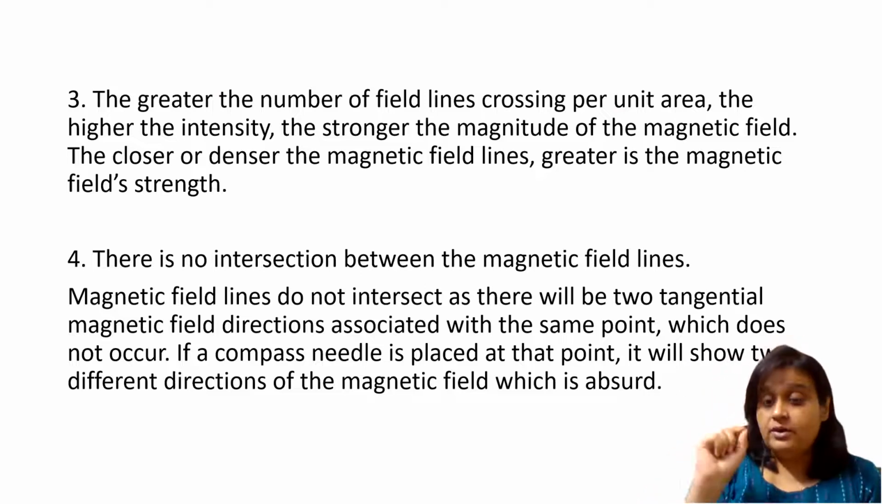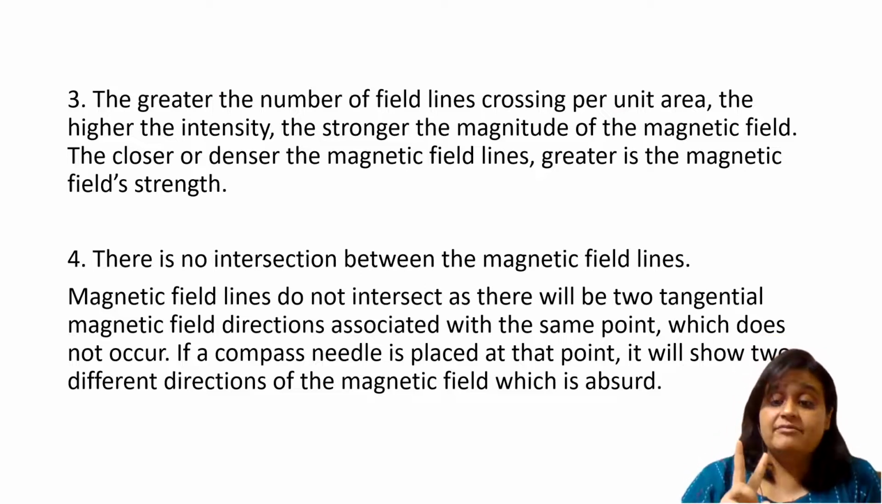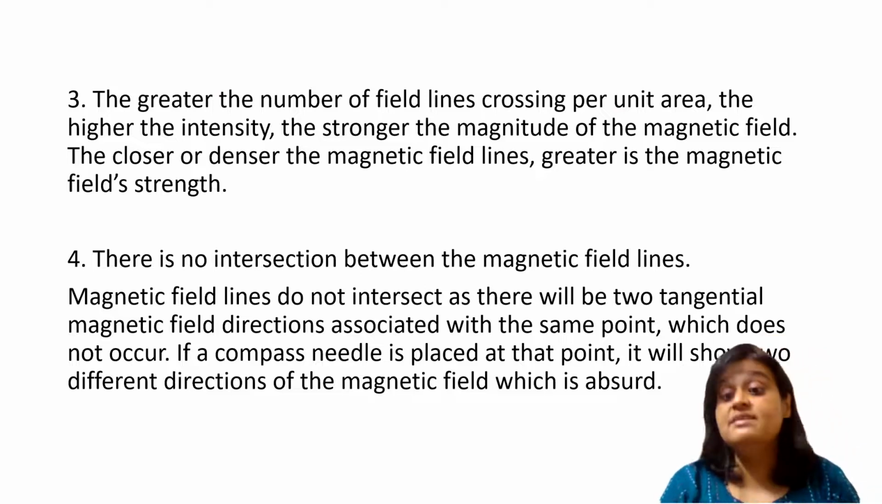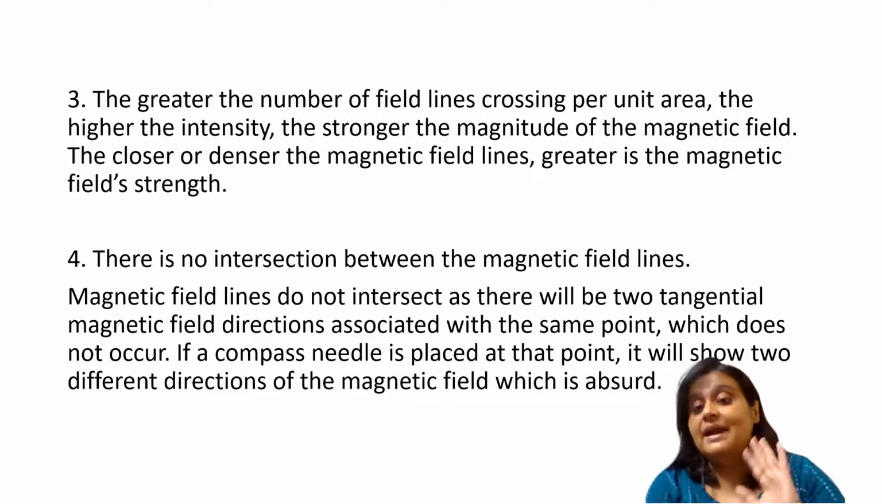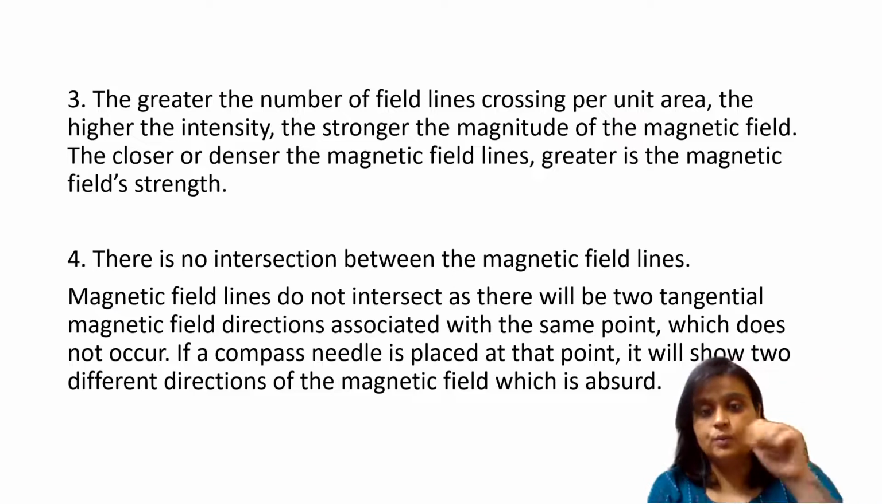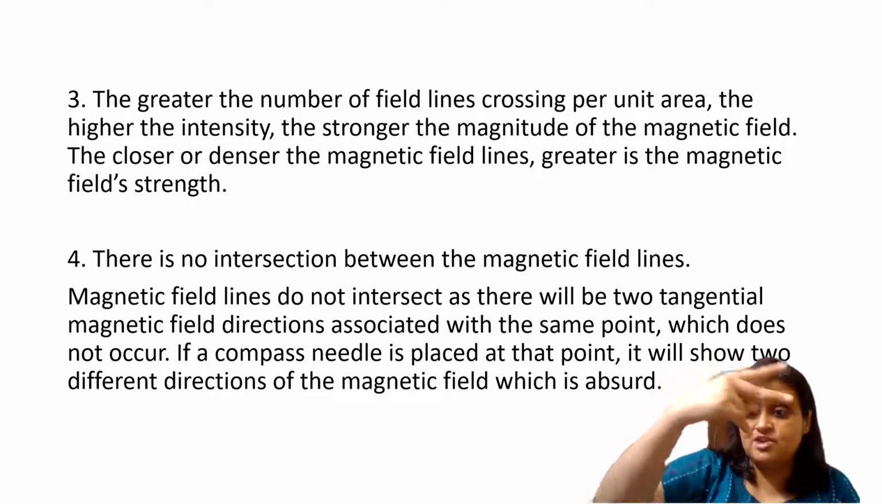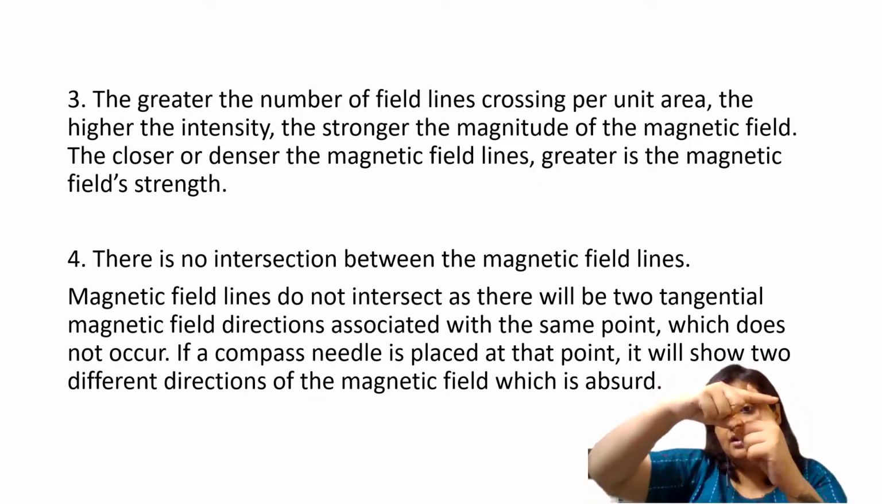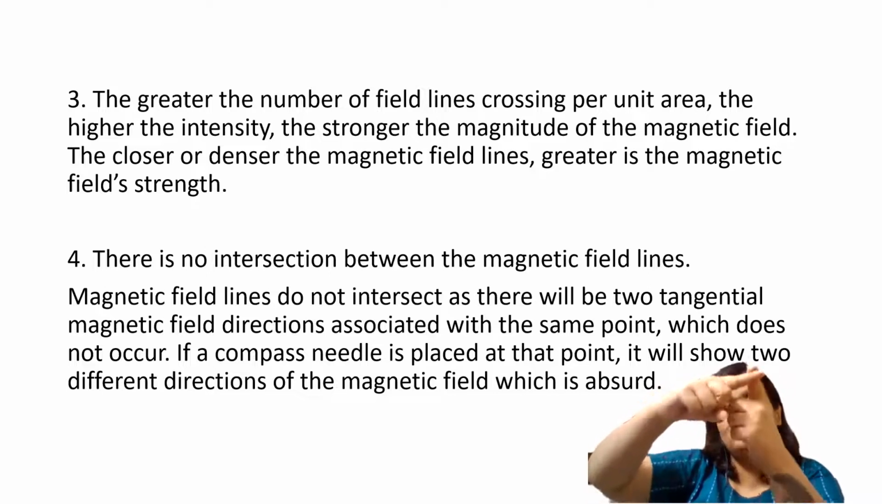Main and very important, और ये 1 मार्क के अंदर क्वेश्चन आता है, why don't two magnetic field lines intersect each other? What is the reason behind that? The reason is that the magnetic field lines never intersect each other. Why so? Because जहां पर भी दो लाइंस intersect करती हैं, तो उस पॉइंट पे आपको दो डायरेक्शन दिखेंगी. एक पॉइंट है जहां पे दो लाइंस क्रॉस कर रही हैं, तो एक पॉइंट पे आपको दो डायरेक्शन दिख रही हैं.